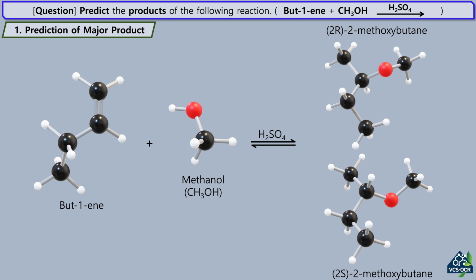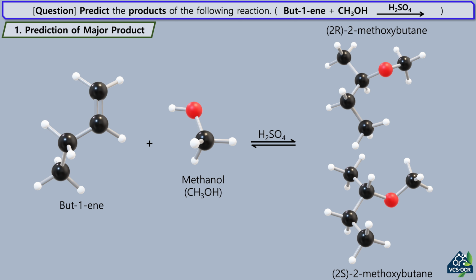The reaction between 1-butene and methanol with an acid catalyst is an addition reaction known as acid-catalyzed ether synthesis. This reaction follows Markovnikov's rule. Therefore, the major product is 2-methoxybutane. The H+ adds to carbon 1, and the methoxy group adds to carbon 2.